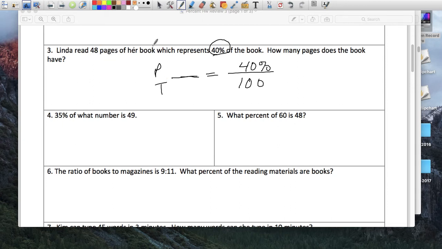48 pages represents 40% of the book. It doesn't represent the total number of pages. So this is what we need. We need now, how many pages does the book have? So we don't know what the total is, but we know that if she read 40%, that means she read 48 pages. So let's find the total now.